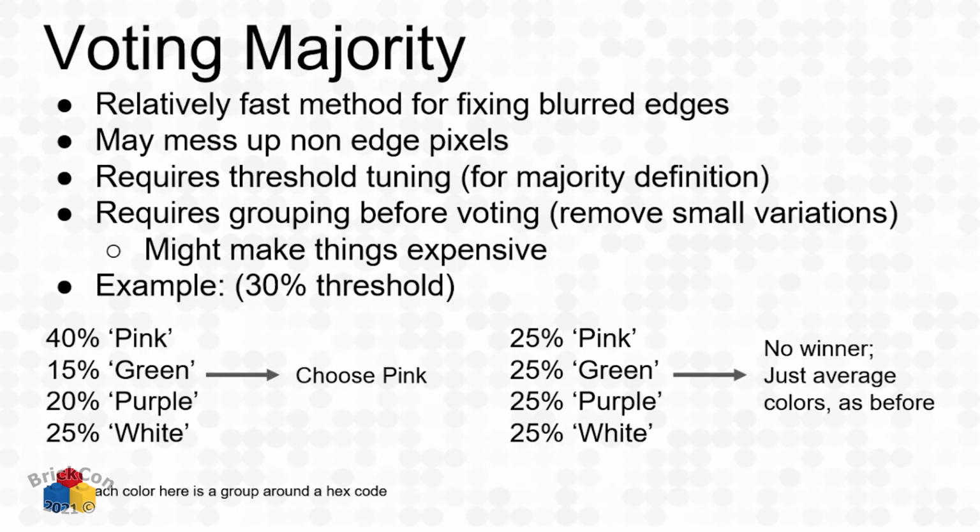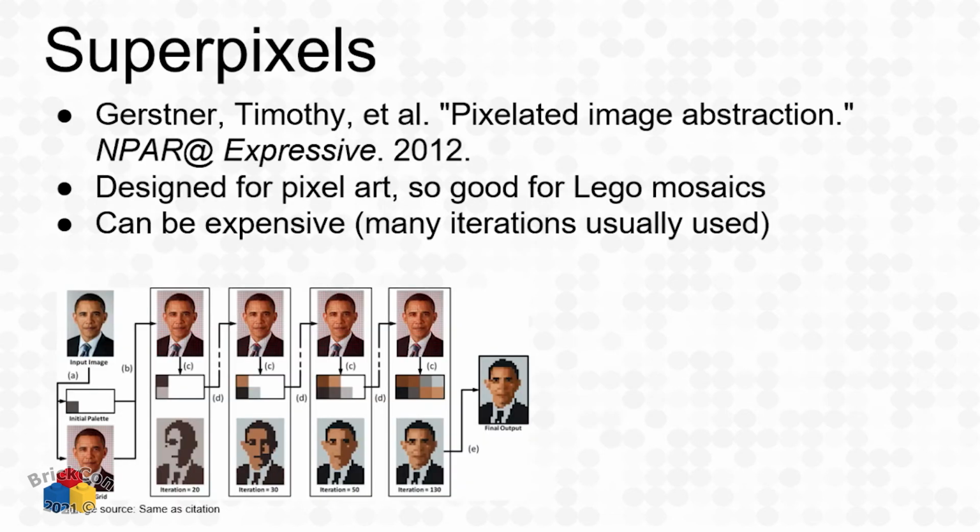One way to do this is to say, okay, more than 40% of the studs are red. Screw it, I'm not going to take the average. Red, you win. It's really sad that the other pixels don't get to express themselves, but voting majority can work really well. You can also use a superpixel based approach.